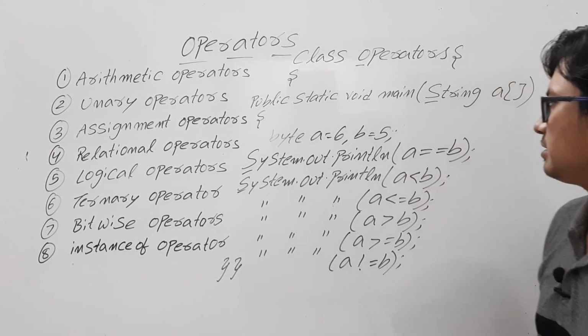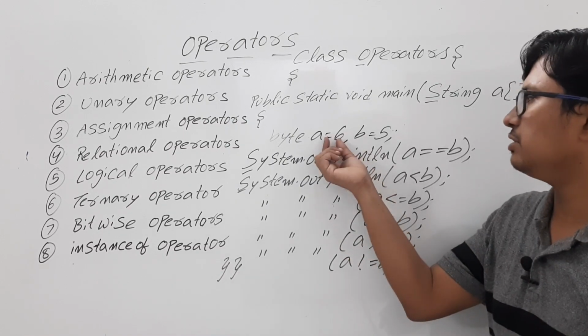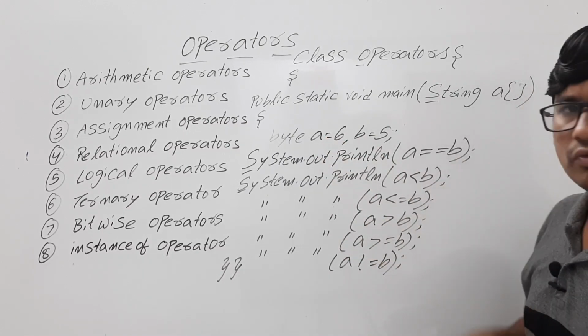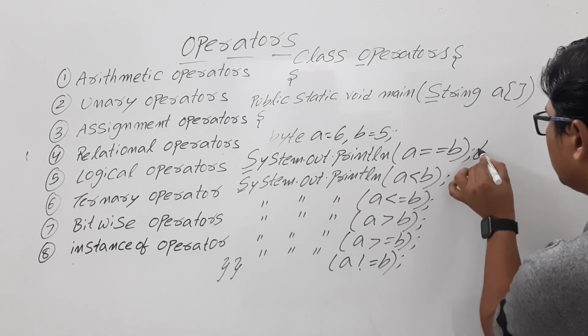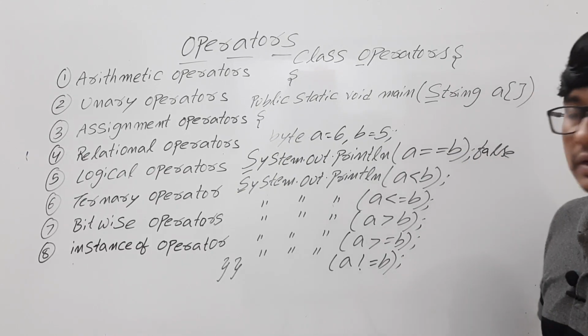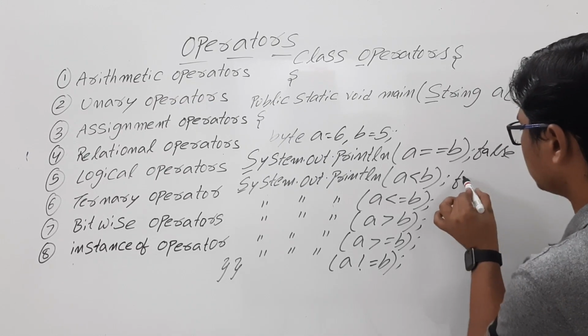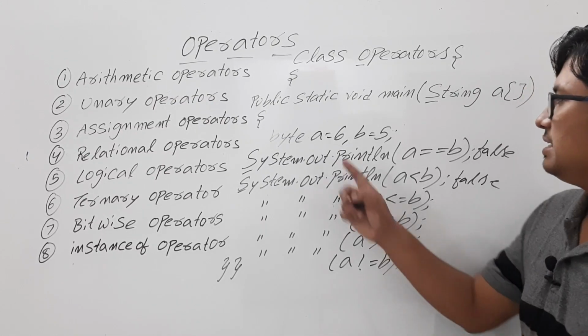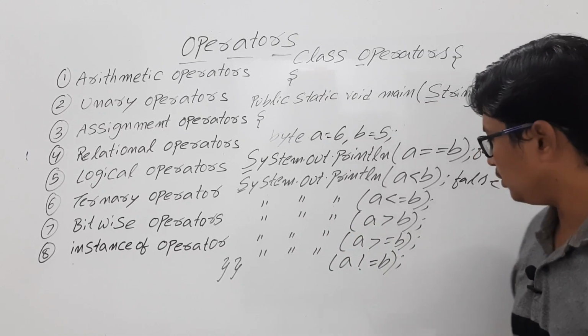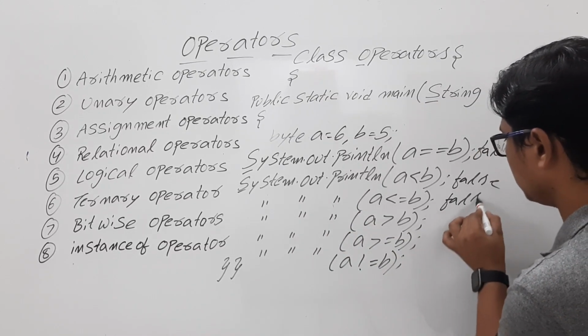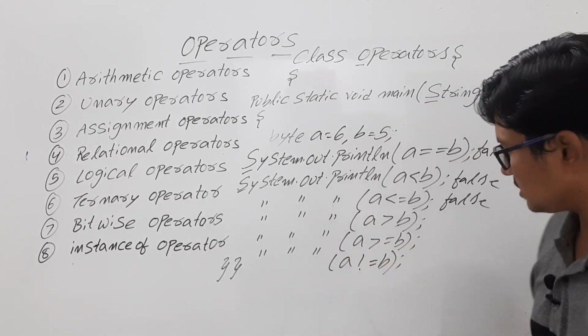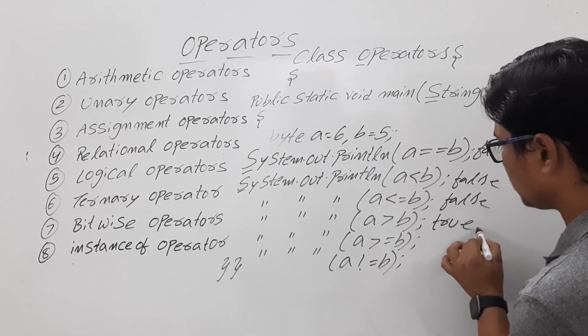Now look at here, the same one we have already discussed. A value is 6 and B value is 5. 6 is equal to 5. No. So in this case, it will give the output as false for you. A less than B. 6 is less than 5. No, false. It will give the output as false for you. 6 is less than or equal to 5. No. So it will give the output as false. 6 is greater than 5. Yes, correct. So it will give the output as true.